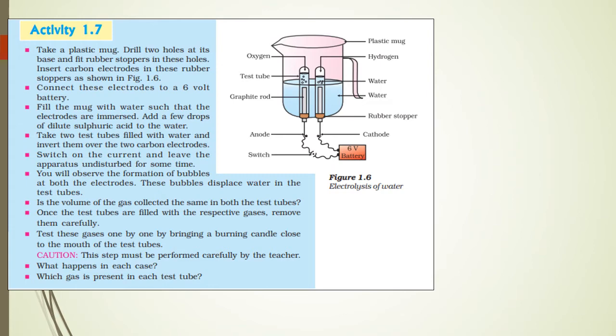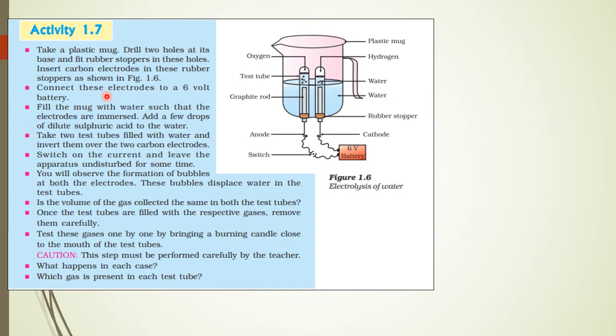is you have taken a plastic mug, and you drill two holes at the base of it and fit rubber stoppers into the holes. Then you insert the graphite rods or carbon rods, they are one and the same thing. So you insert the graphite rods for the connection.